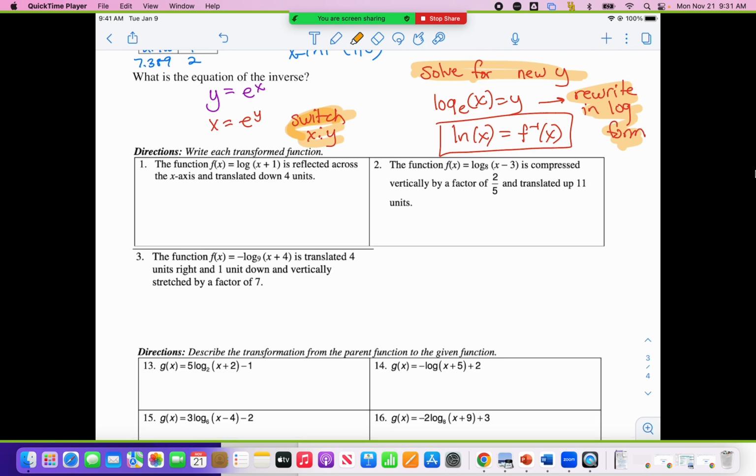All right, so now in this group, 1, 2, and 3, the function f of x equals log of x plus 1. They're saying that's my parent function, okay? If you reflect it across the x-axis and down 4, what would be my new equation? If I want to reflect it over the x-axis and shift it down 4, who would like to give us their equation?